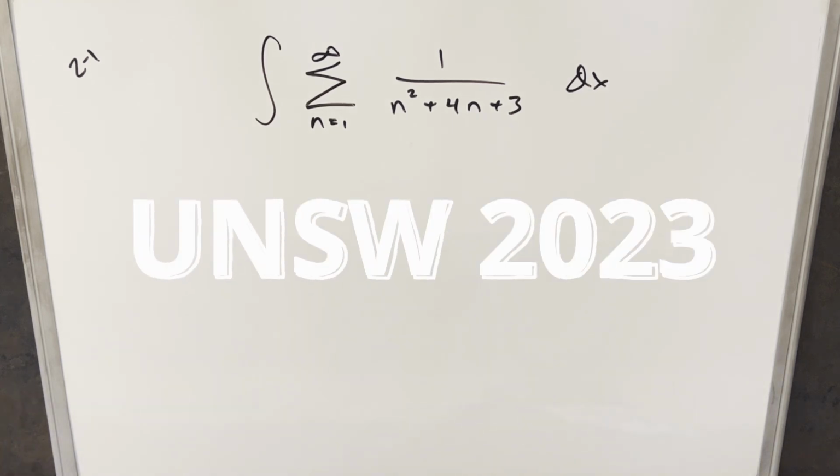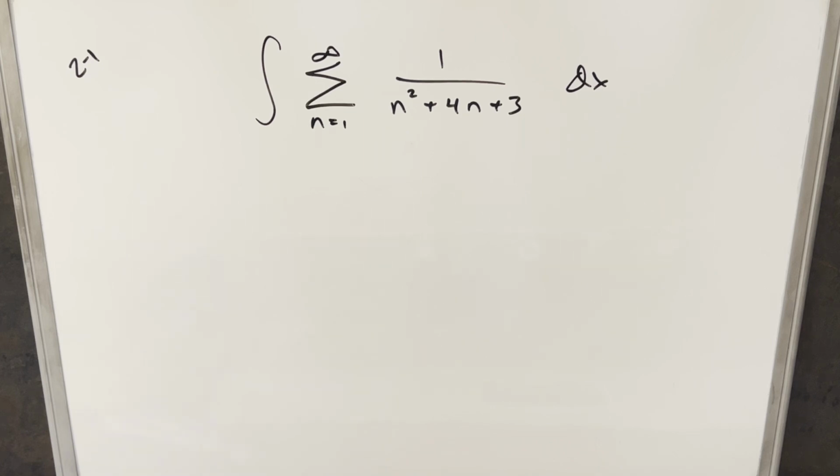Okay, we have retained our integral. This one's from the UNSW Integration Bee from 2023. This was round 2, problem 1. We have the integral of the sum from n equals 1 to infinity of 1 over n squared plus 4n plus 3 dx. To get started, this is actually much more of a series problem than an integral problem.